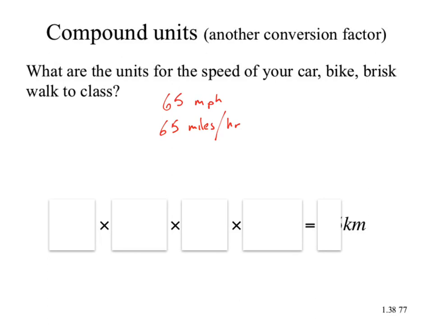The problem with this notation is that mathematics is really saying that this is 65 miles over 1 hour. Why don't we write it like that? That shows clearly the fraction that allows me to do the conversion. That's too hard to enter into a computer.